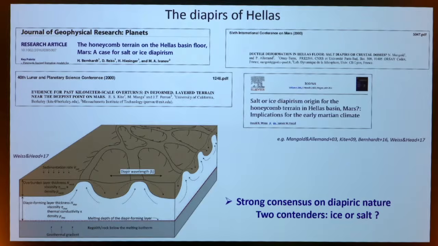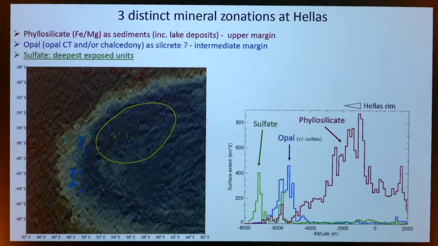Are these salt diapirs or are these made of ice? Both could work, and models developed to explain this well. And obviously ice would make sense for a number of reasons for Mars. And so we looked at the mineralogy. This is a topographic map of the western part of Hellas. In red are detections of iron-magnesium smectites and friends. In cyan are detections of silcretes, of opal, of hydrated silica. And in green, which are the main interest of our study, are the polyhydrated sulfates.